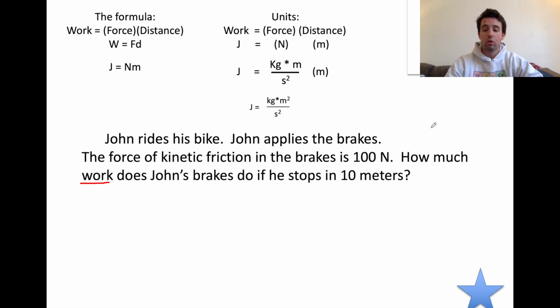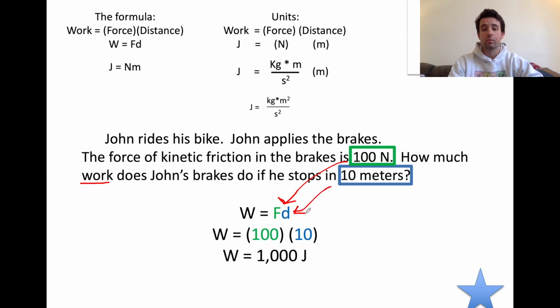Okay, hopefully you're ready to go over the answers. Here we are. Once again, work equals force times distance. Force in green, distance in blue. Our force this time is 100 newtons, and our distance is 10 meters. So we're going to take 100 times 10, and we get 1,000 joules. Great. Let me know if you have any questions on this. Send me an email. Sound good?